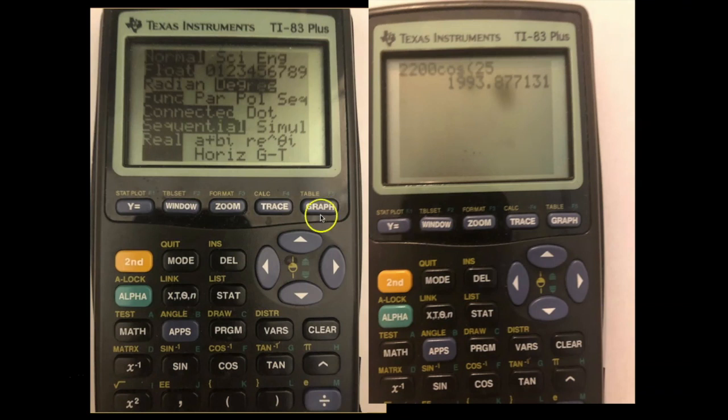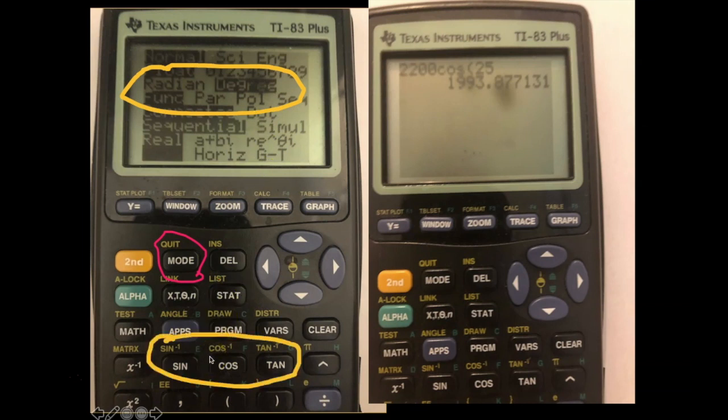Now let me show you this on a graphing calculator, a TI-83 Plus. There's many that are like this. But I wanted you to notice here that, again, the degrees and radians, you must be in degree mode. Calculators can only work when they're in the right mode. There's the mode button, which will get you that top screen up there. And, of course, there's our sine and sine inverse, cosine, cosine inverse, tangent, tangent inverse.